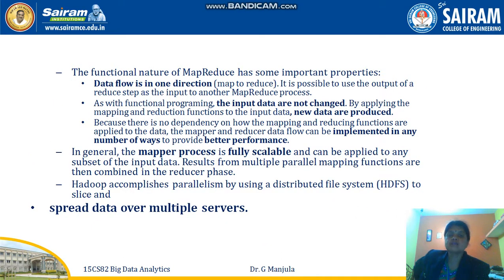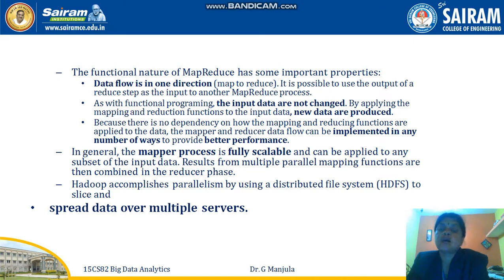Now, what are the major properties of a map reduce framework? The first property is that data flow is in one direction, that is mapping and reducing. Another is that the input data are not changed and new data are produced, implemented in any number of ways to provide better performance. And the mapper process is fully scalable, spreading the data over multiple servers. These are some major properties of a map reduce algorithm.